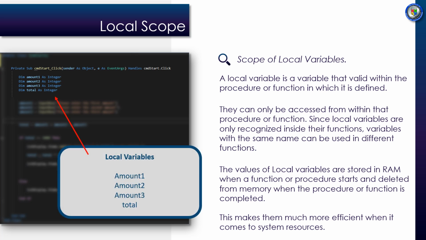In this case, we can see our local variables have been declared inside the procedure CMD start. We have local variables amount 1, amount 2, amount 3 and total. These variables can only be accessed inside this procedure.